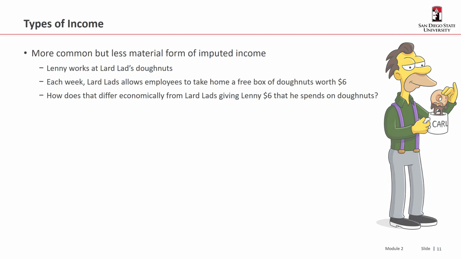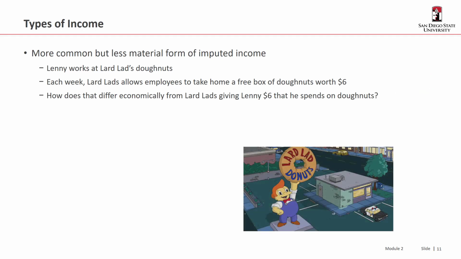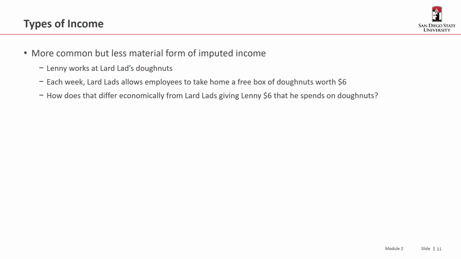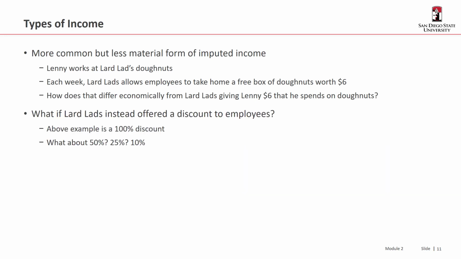How would that differ economically from Lard Lads simply giving Lenny $6 and having him turn around and spend it on donuts? Economically, these are no different. So this is also a form of imputed income. Now, let's say that instead of giving them for free, it's a discount, right? So in the above example, it's just a 100% discount. The price would normally be $6 and we're just giving it away for $0. That's a 100% employee discount. But what if it was a 50% discount or a 25% discount or a 10% discount?